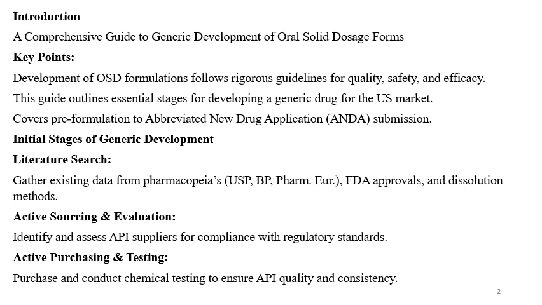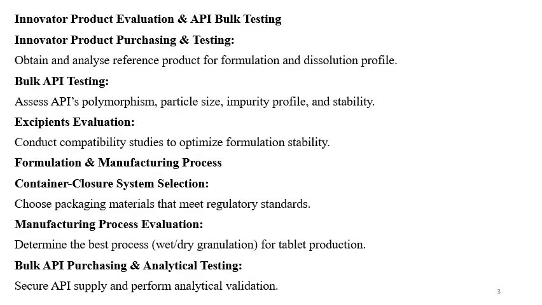Then API sourcing and evaluation. We need to identify the API sources. We need to identify 2-3 API suppliers, and their compliance with regulatory standards is required. We need DMF grade materials for markets like the US market and for ANDA application. Then API purchasing and testing. Once you identify the sources, you purchase the APIs and conduct a thorough analysis of them so that you can understand the quality of the APIs and other raw materials as procured.